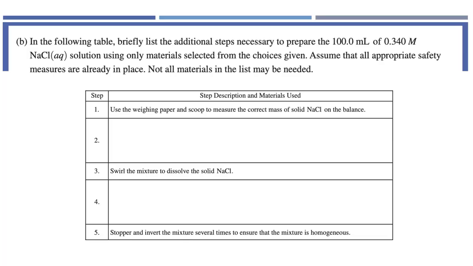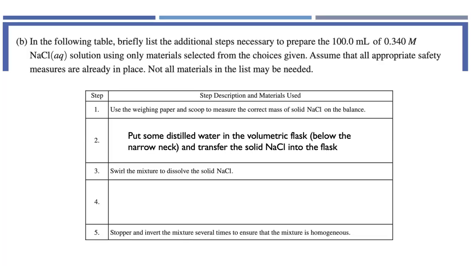Well, we want to mix the salt with the water. So what you're going to do is put some distilled water in the volumetric flask, but not all the way up to the neck. You don't want to fill it all the way up yet. And then you're going to transfer the solid sodium chloride into the flask. Step 3 says swirl the mixture to dissolve the solid sodium chloride.